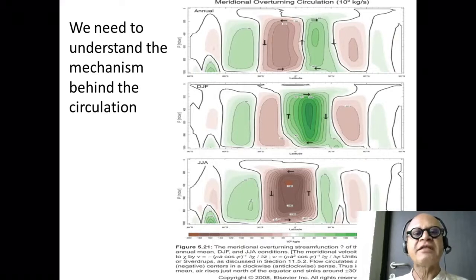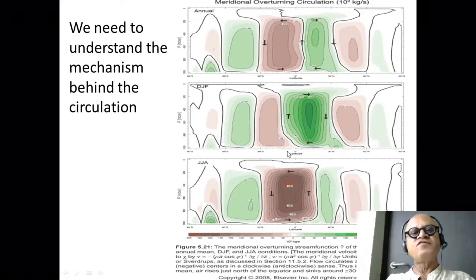So we need to understand the mechanism behind these circulations. These are overturning stream functions, annual mean, seasonal cycles for the boreal winter and boreal summer. I hope we are all familiar with boreal and austral by now. Boreal is northern hemisphere, austral is southern hemisphere. Boreal winter is December, January, February. Boreal summer is June, July, August.